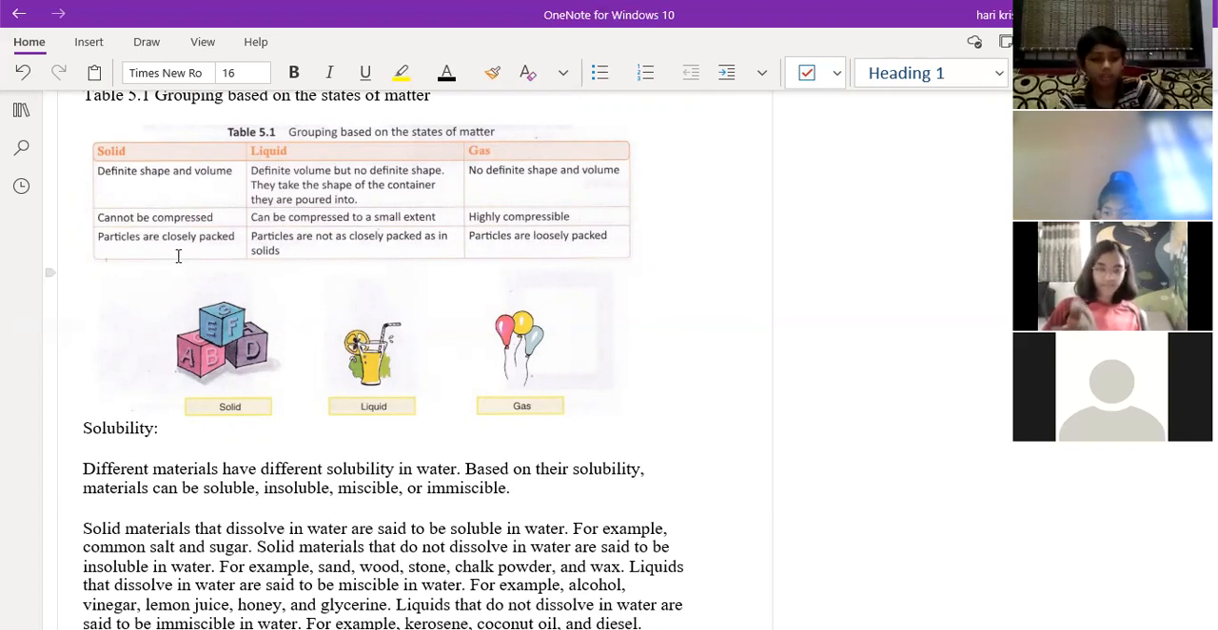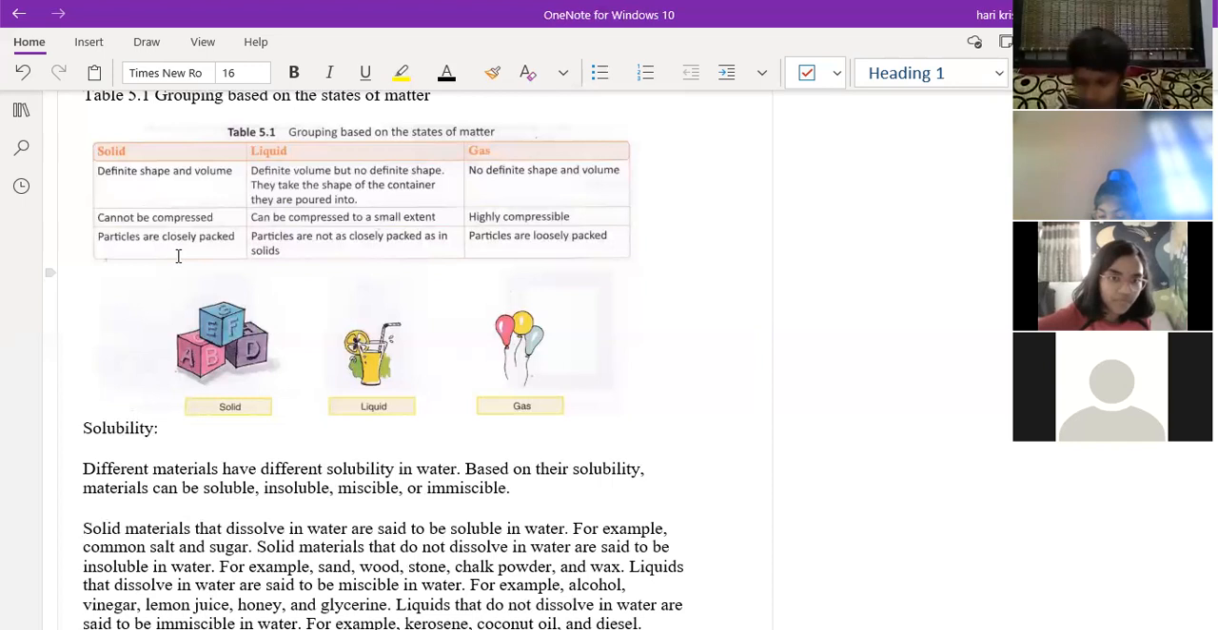The next one: a little bit of compression is possible in liquids, but they will not compress completely. And the last one: the particles are not as close as in solids. There is a little distance between the particles in liquids.